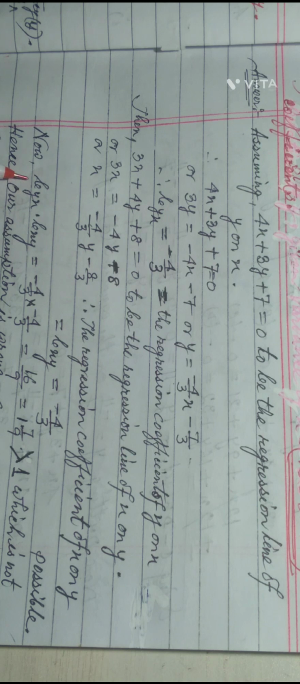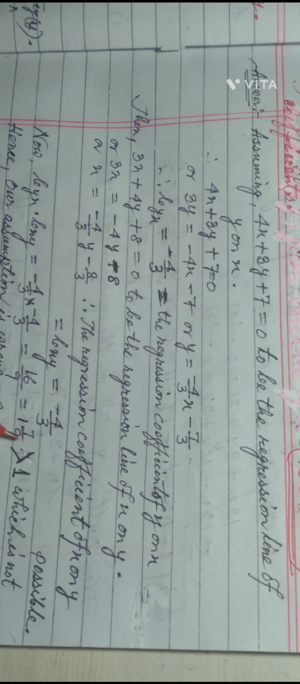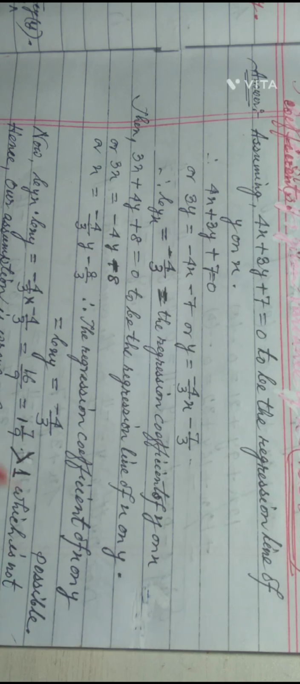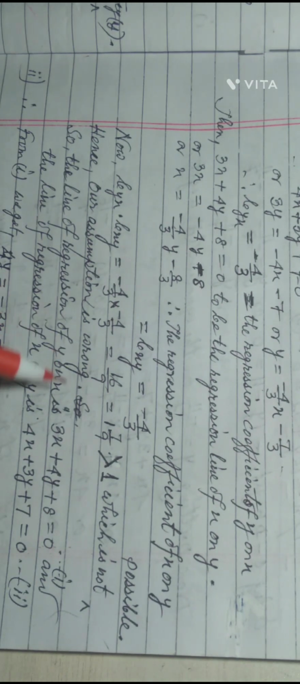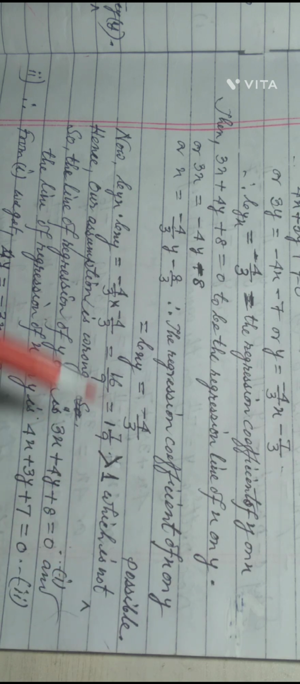Now byx, regression coefficient of y on x, into regression coefficient of x on y, equal to minus 4 by 3 times minus 4 by 3, that means 16 by 9, 1 and 7 by 9, which proves that it is greater than 1, which is not possible, because we know that the multiplication of the regression coefficient of y on x and the regression coefficient of x on y will always be less than 1. But we get here the multiplication of byx and bxy greater than 1, which is not possible.